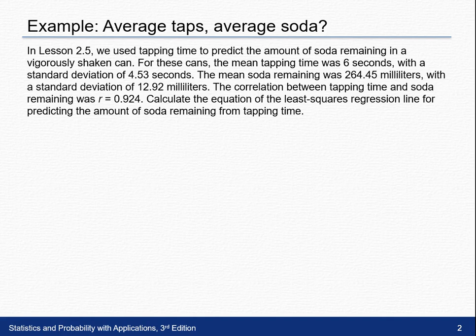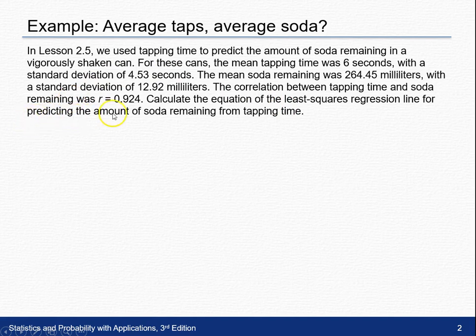For these cans, the mean tapping time was 6 seconds with a standard deviation of 4.53 seconds. The mean soda remaining was 264.45 milliliters with a standard deviation of 12.92 milliliters. The correlation between tapping time and soda remaining was R equals 0.924. Calculate the equation of the least squares regression line for predicting the amount of soda remaining from tapping time.